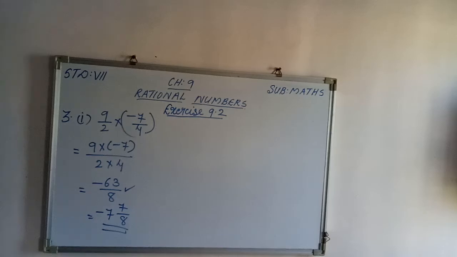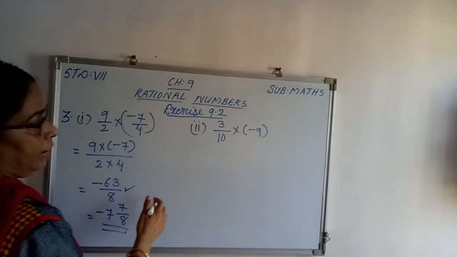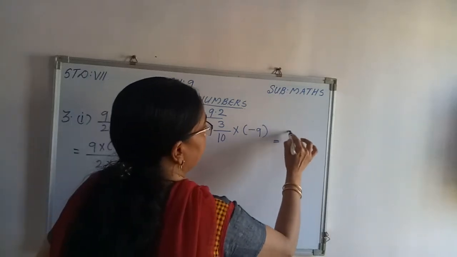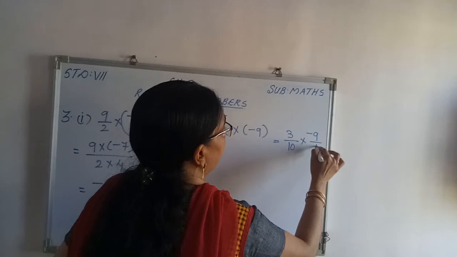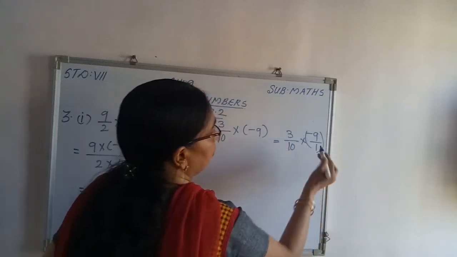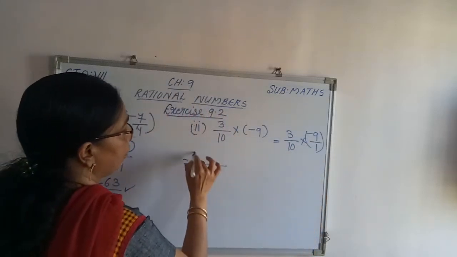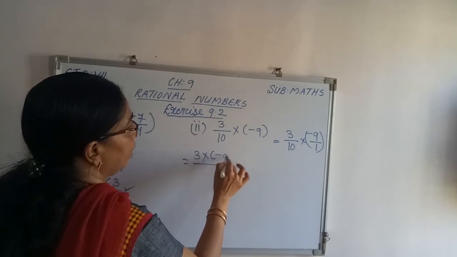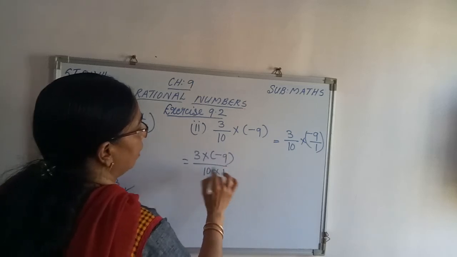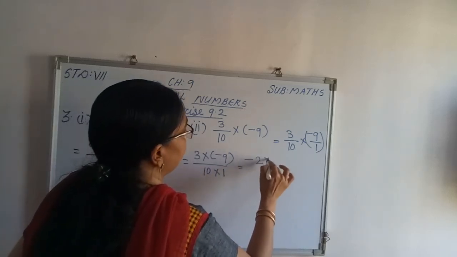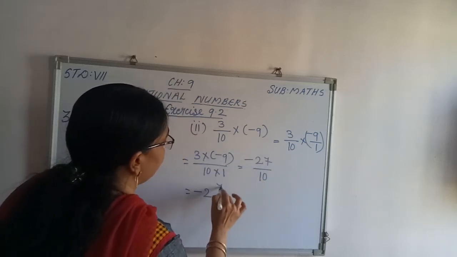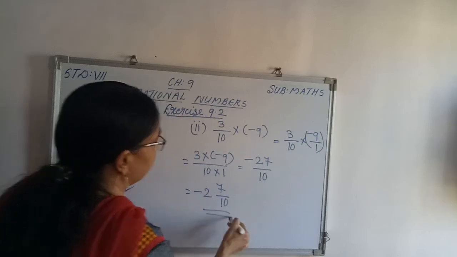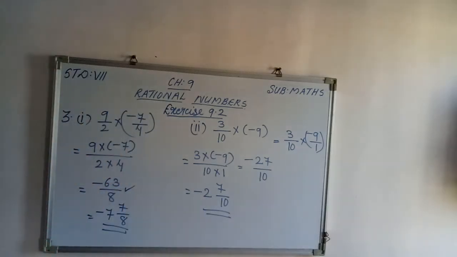Now second question. 3 upon 10 multiplied by minus 9. It can be written as 3 upon 10 multiplied by minus 9 upon 1. So multiply the numerators, 3 into minus 9 upon 10 into 1. That's equal to minus 27 upon 10. That can be written as minus 2, 7 upon 10.